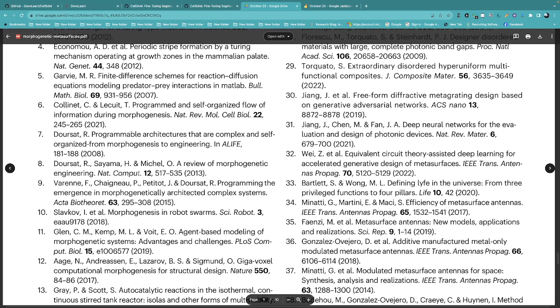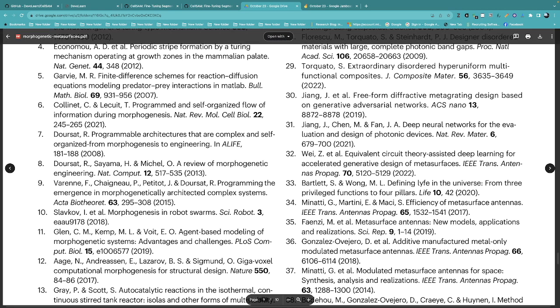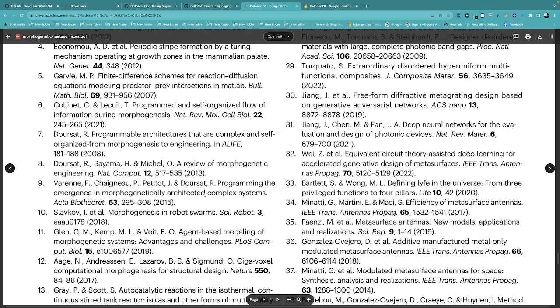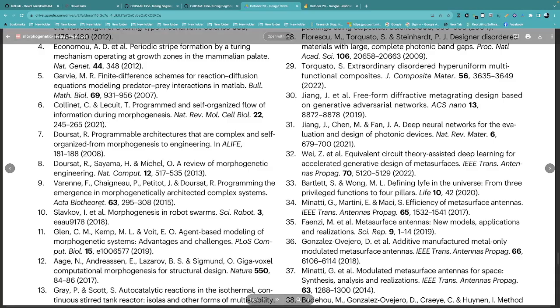This is from Nature Computation. This might be another interesting paper. And then this paper by another set of co-authors, Programming the Emergence in Morphogenetically Architectured Complex Systems. So we have a number of papers where they kind of work these methods out. And this is kind of following up on that to create these metasurfaces.